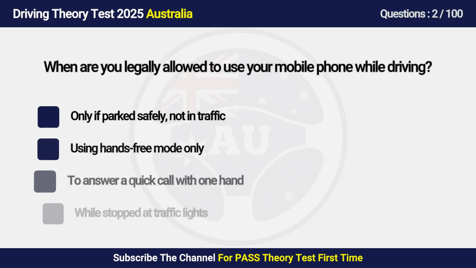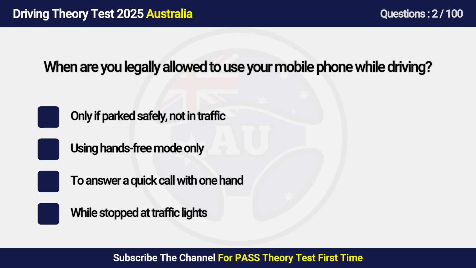Question 2. When are you legally allowed to use your mobile phone while driving? A. Only if parked safely, not in traffic. B. Using hands-free mode only. C. To answer a quick call with one hand. D. While stopped at traffic lights.